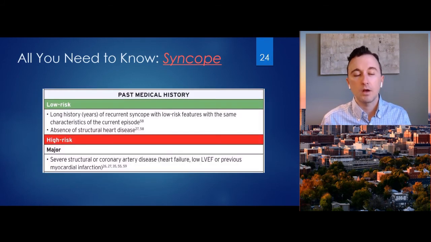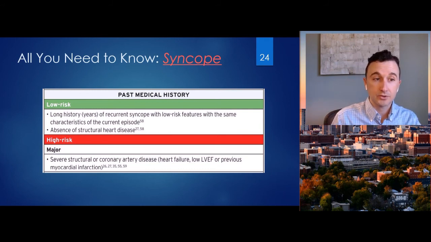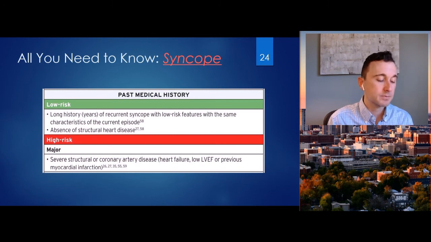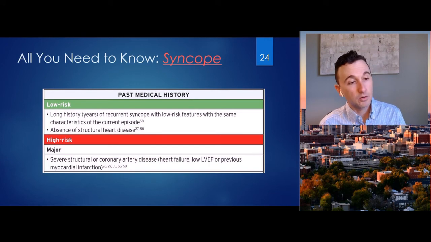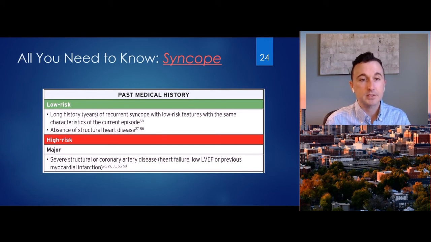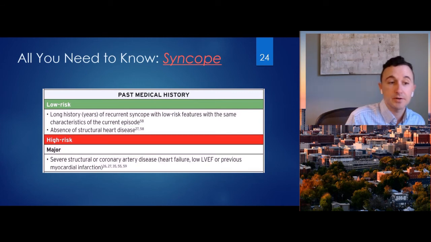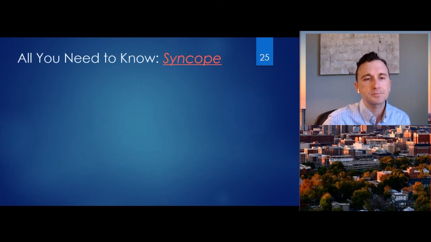Okay, what things can you ascertain from the past medical history that help you risk stratify? If a patient tells you they've been syncopizing for years, and this event is just like all the other events, it's probably low risk. If there's a known absence of structural heart disease in your past medical history, it's probably low risk. At the same time, if a patient has a history of severe structural or coronary disease, syncope in those patients is often high risk.